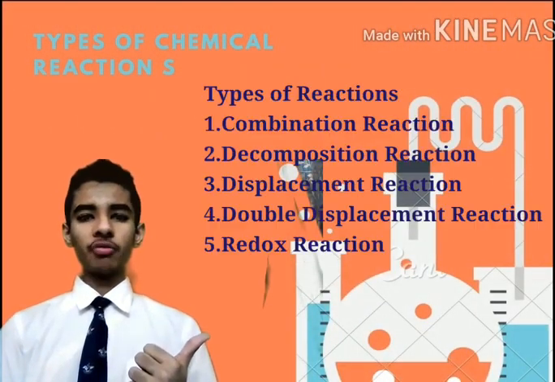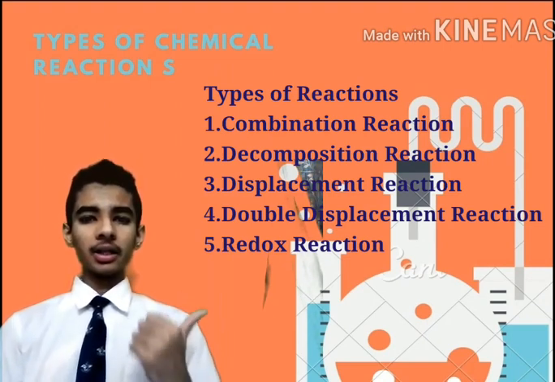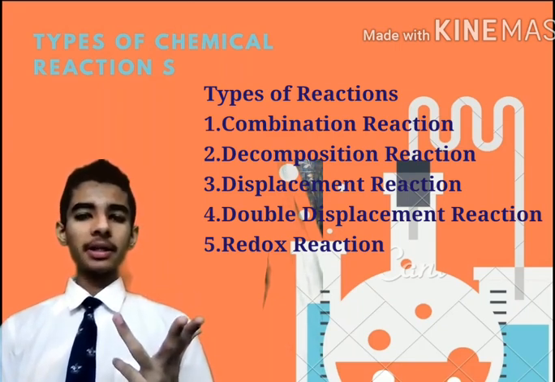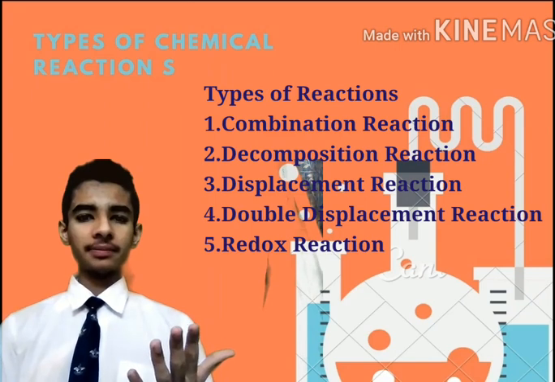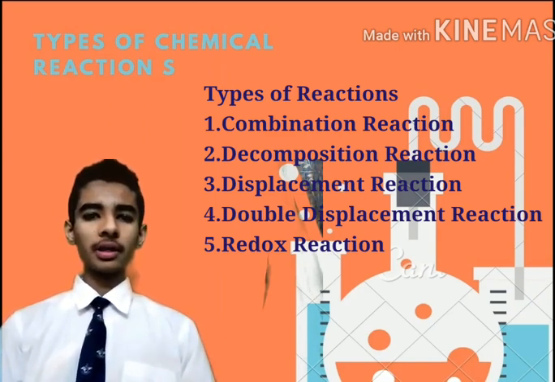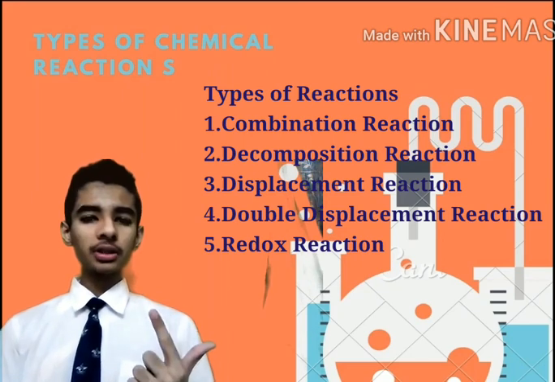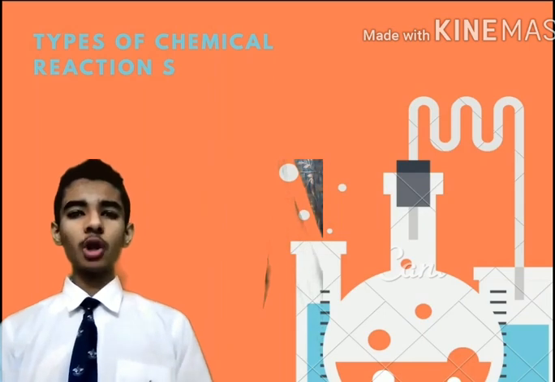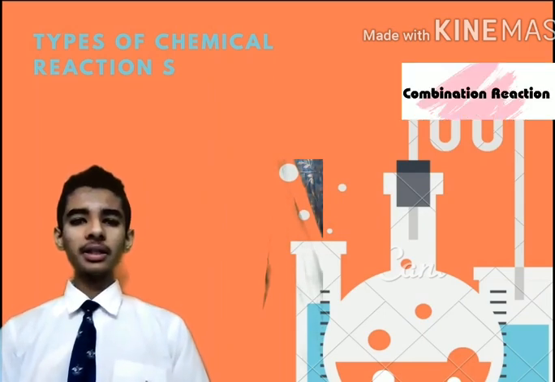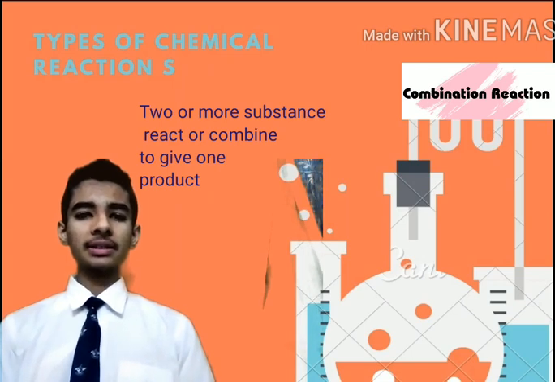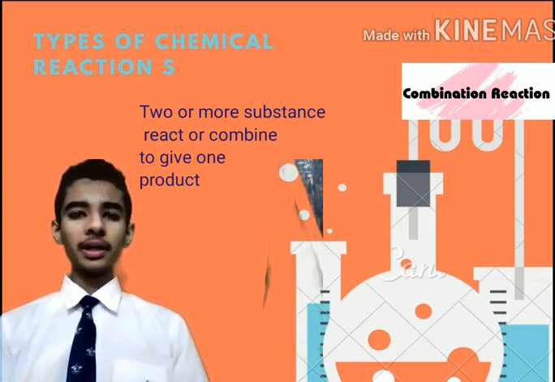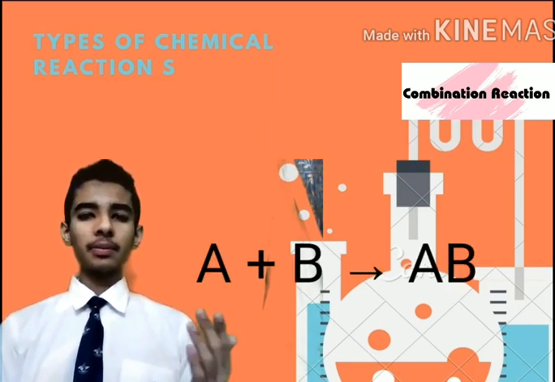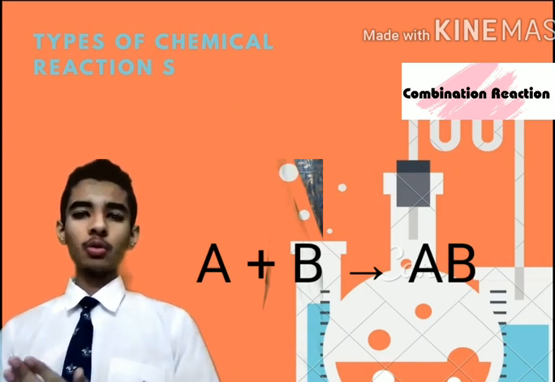Basically, there are five types of reaction: combination reaction, decomposition reaction, displacement reaction, double displacement reaction, and redox reaction. In this video, we are going to cover combination reaction, decomposition reaction, and displacement reaction. So let's start with our first topic, combination reaction. In combination reaction, two or more substances combine to give one product. Let's visualize it. Element A plus element B gives us compound AB.